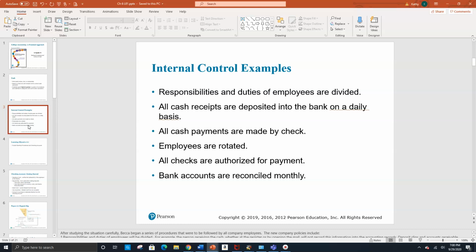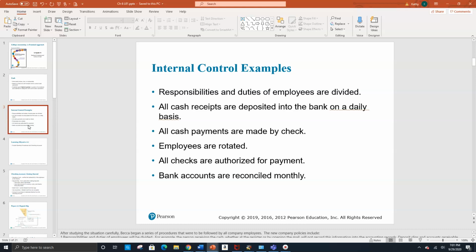Nowadays we don't use cash so much unless it's a cash intensive business. Even McDonald's isn't that cash intensive anymore, but maybe a concession stand at a baseball game is more cash. Nowadays everything's done more electronically, so this is not a big thing, but even checks need to have controls. So all cash payments are made by check.